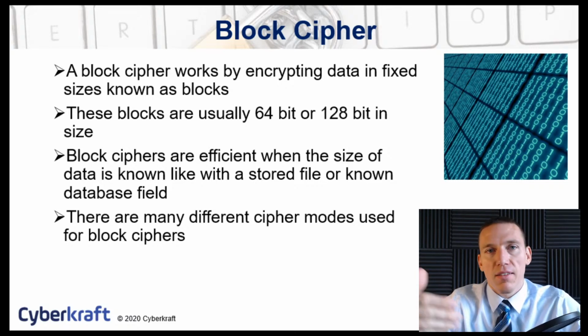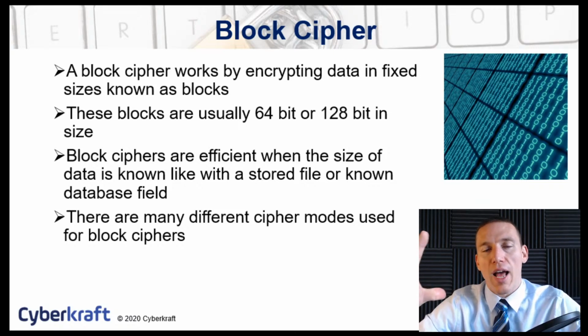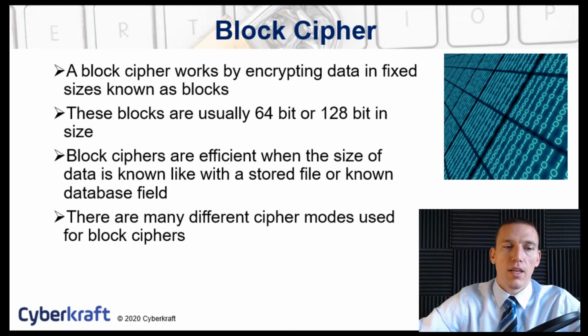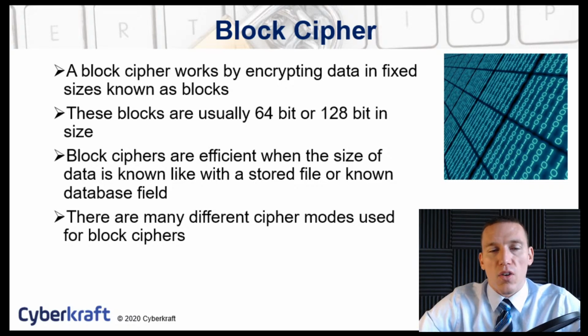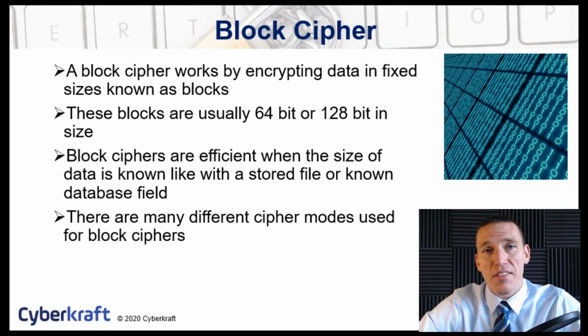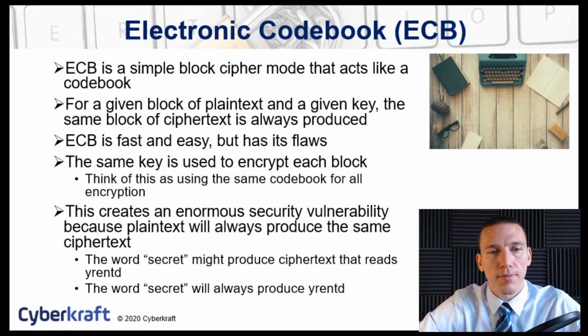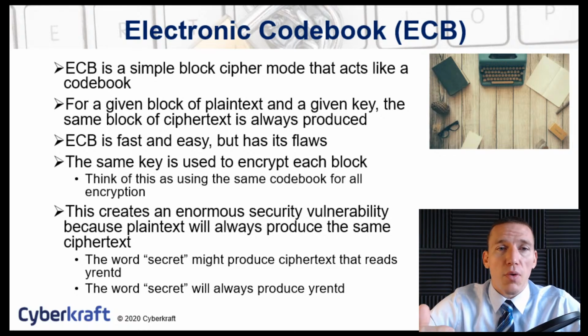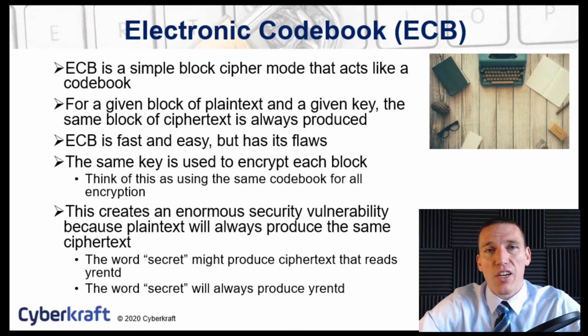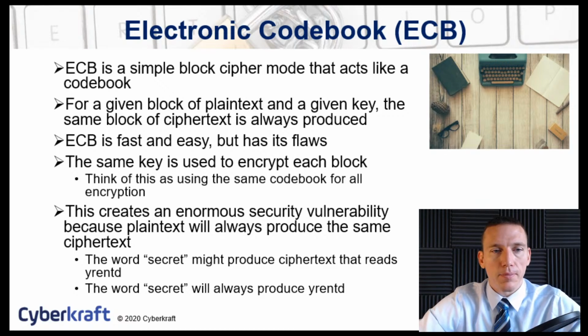And as we've seen, many different encryption algorithms are used as block ciphers, like Advanced Encryption Standard, DES, and 3DES. Those are all block ciphers. AES can also be used as a stream cipher, which we'll talk about a little later. So when it comes to block ciphers, you have different cipher modes, one of which being Electronic Codebook, or ECB.